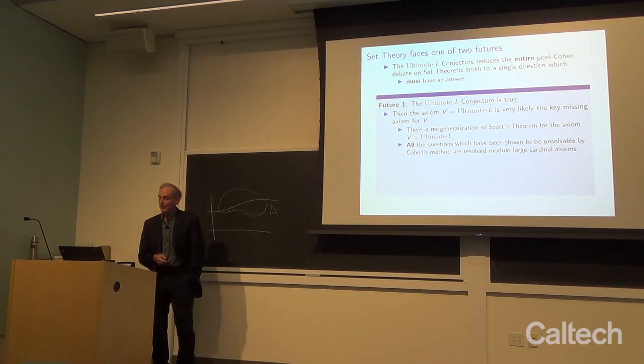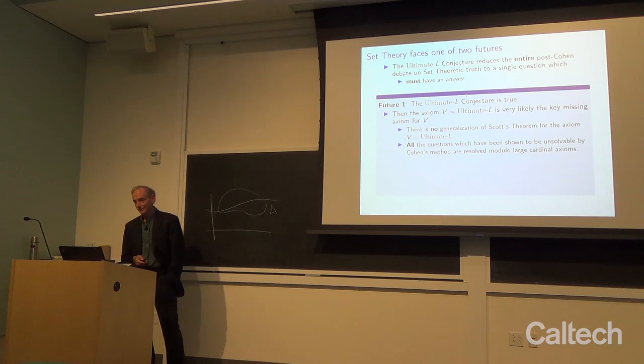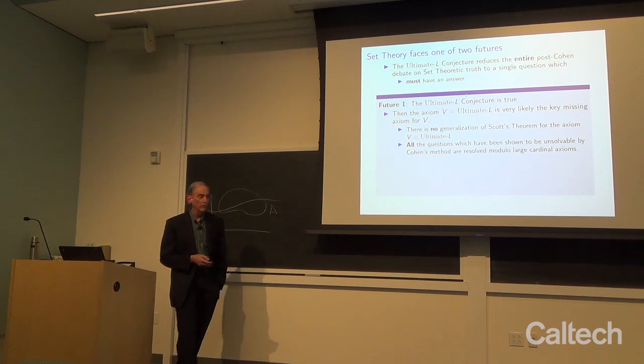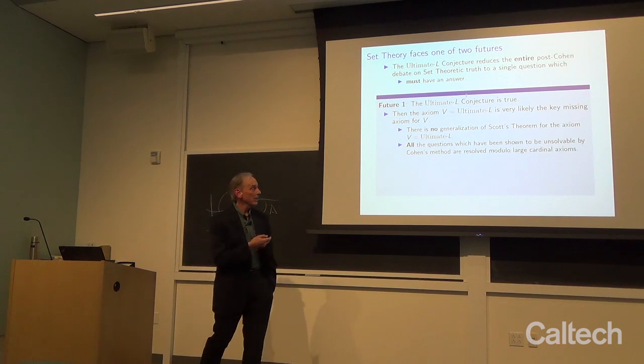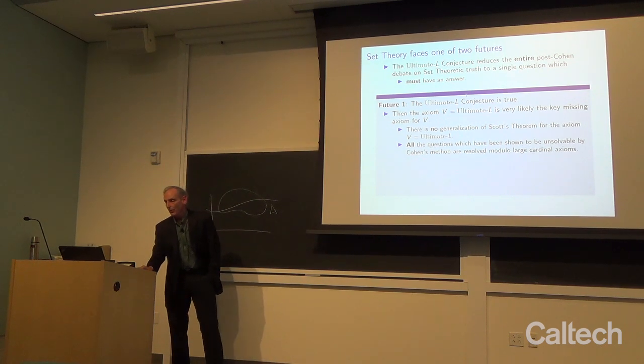Then the axiom V equals ultimate L is very likely the key missing axiom for V. There's no generalization of Scott's theorem for the axiom, by the universality theorems. All questions which have been shown to be unsolvable by Cohen's method to date are resolved modulo large cardinal axioms. So V equals ultimate L.